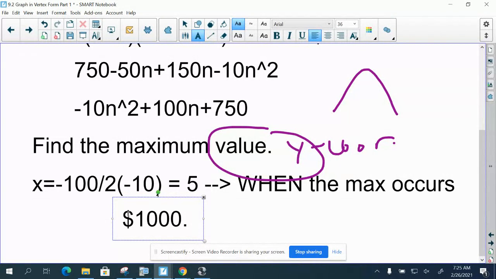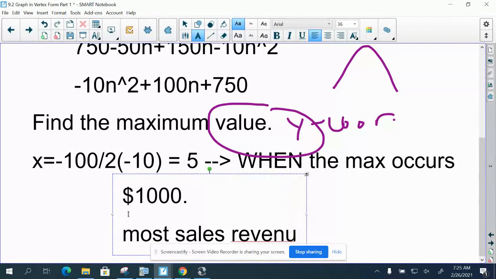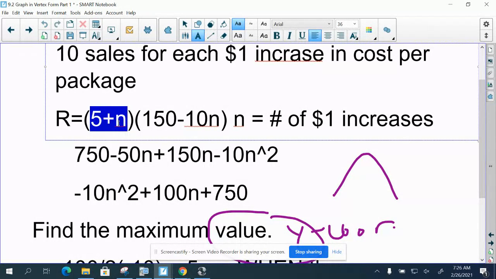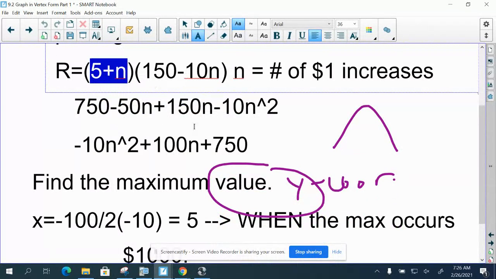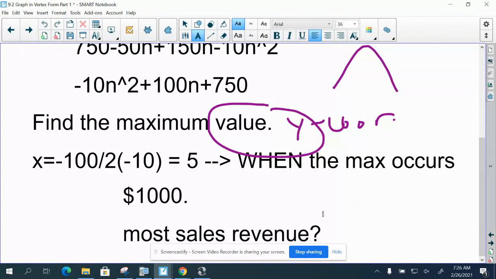Okay. And then there's one more question here at the end, I'm sorry. It says, at what price should packages be sold to generate the most sales revenue? Well, if n is 5, then 5 plus 5 would be 10. So this number represents the total cost per package for the maximum revenue. So that answer would be $10.